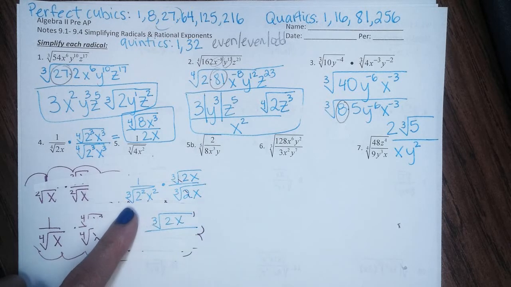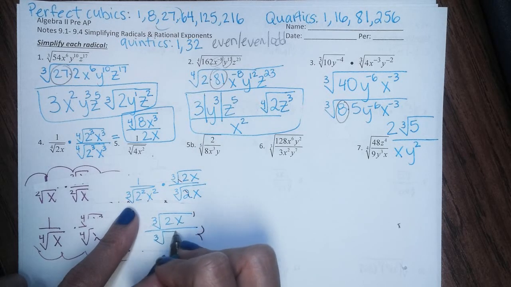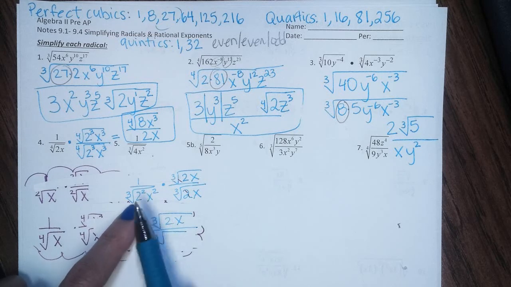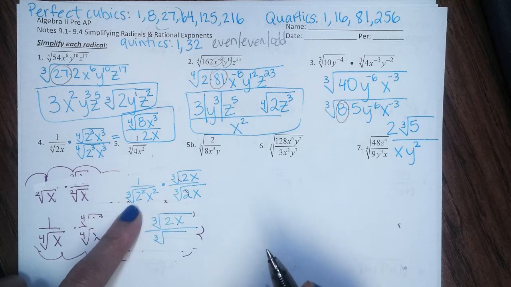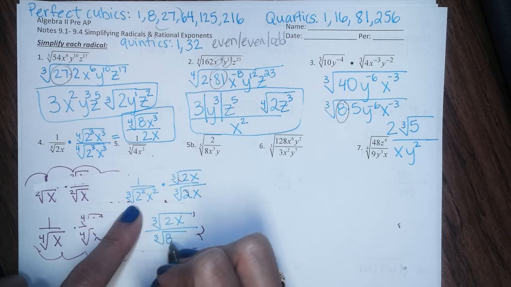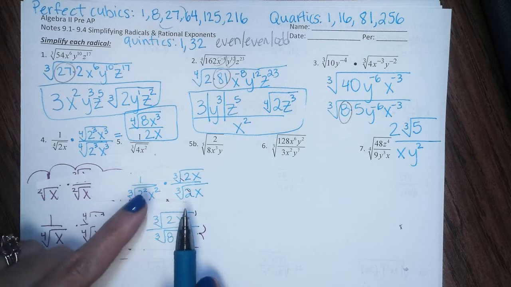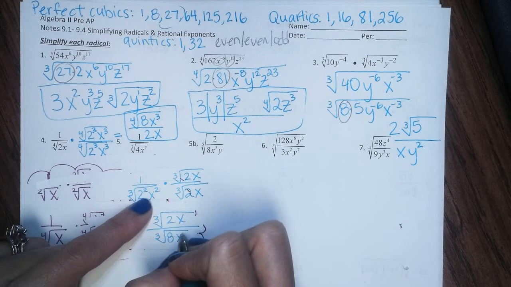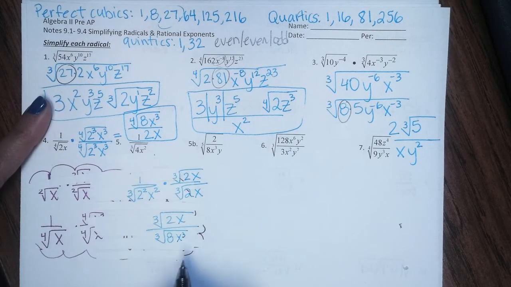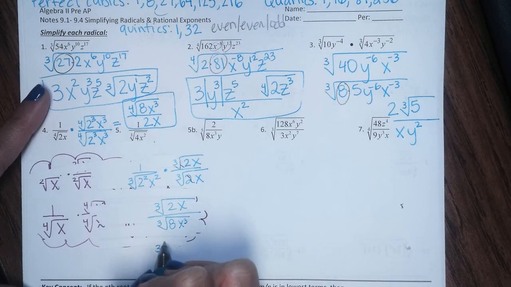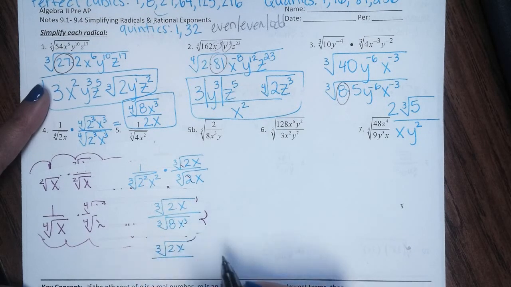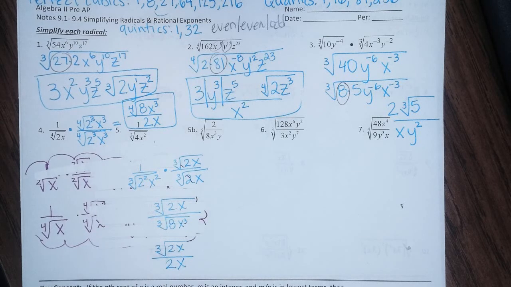My denominator here, I'll just show you my work, would be 2 squared times 2, that's 8. The cube root of 8 is a perfect cube, or you can write it as 2 to the 3rd power. X squared times x is x to the 3rd power. So the final answer for number 5 should be the cube root of 2x all over 2x, because the cube root of 8 is 2 and the cube root of x cubed is x. And that would be your final answer for number 5a.